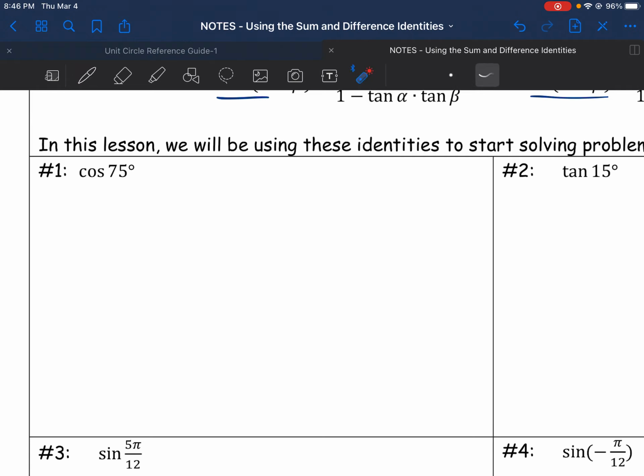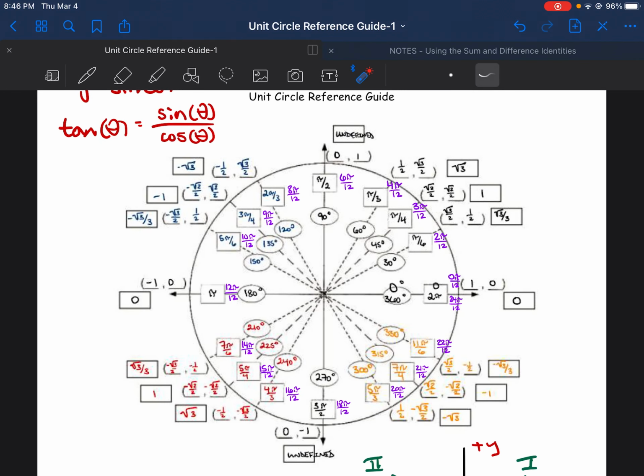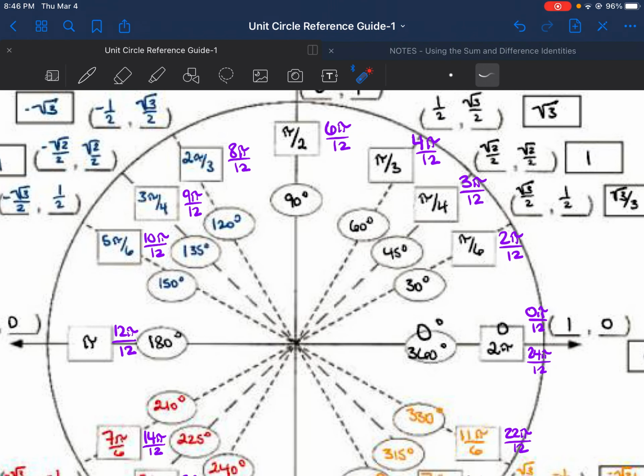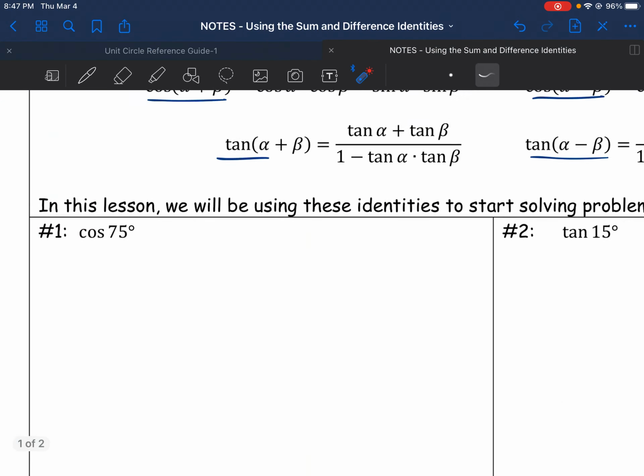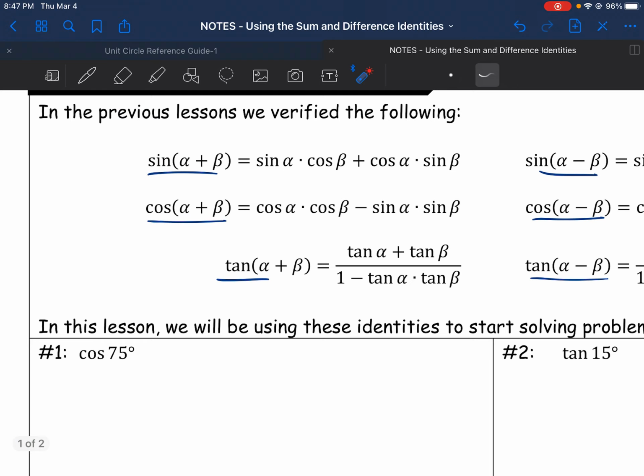In this first example, we want to calculate the cosine of 75 degrees. The problem is that if we look at our unit circle, 75 degrees would be right here in the middle of 60 degrees and 90 degrees. But we don't actually know what the cosine or the sine of 75 degrees is going to be. So we can't look at the unit circle and pull off the exact value. What we're going to do instead is use one of our new either addition or subtraction formulas, specifically in this example for cosine.